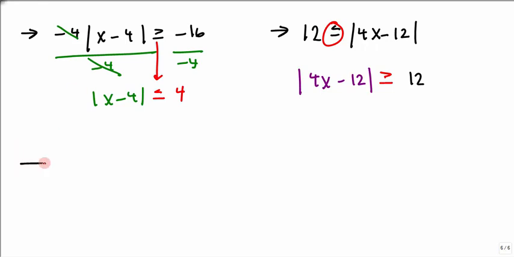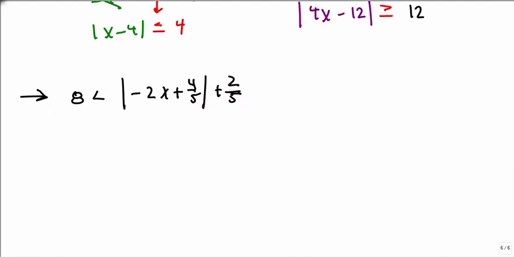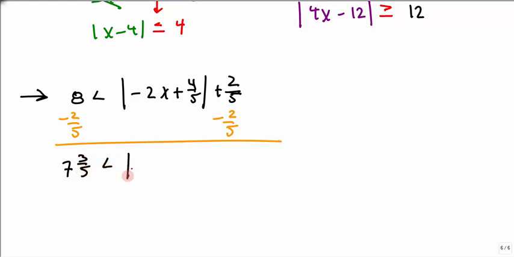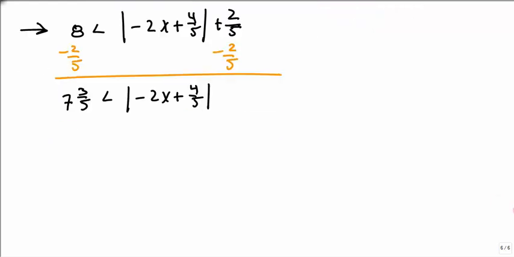This next case is kind of combining a few tricky things. So we might have 8 less than absolute value of -2x plus 4/5, and then on the outside I have a plus 2/5. So to get started on this one, we'd want to subtract 2/5 from both sides. So 8 minus 2/5 would be 7 3/5, less than the absolute value of -2x plus 4/5. And then I want to rewrite this by moving the absolute value over to the other side.